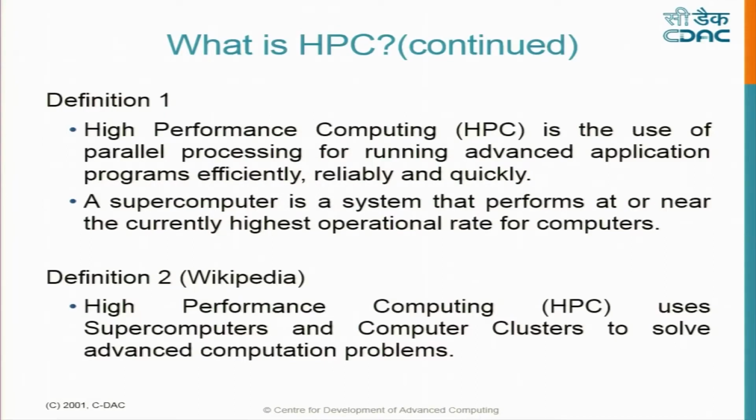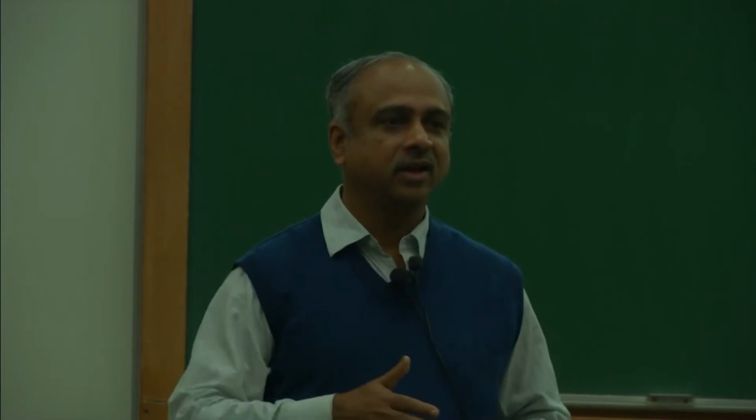Now, the other definition which is very important, why we call a certain computer a supercomputer, is because it is a system that performs at the currently highest operational rate for computers. To give a very simple example, the first Param system that CDAC built in the year 1991 had a capacity of 1 gigaflops. Okay, so 1 into 10 raised to 6 floating point operations in a second. I think you would be surprised if I tell you that the mobile that you are carrying in your pocket is faster than that today. But you have gone forward 30 years.